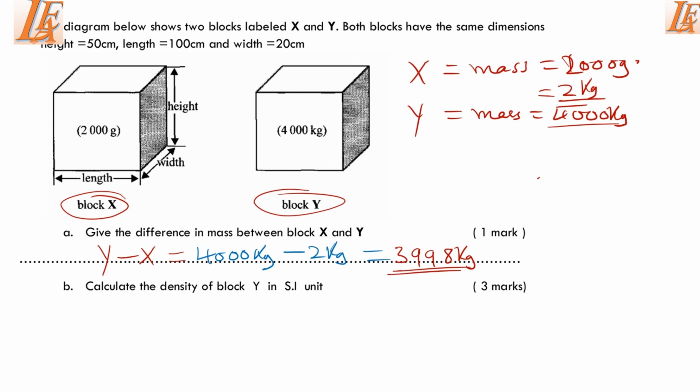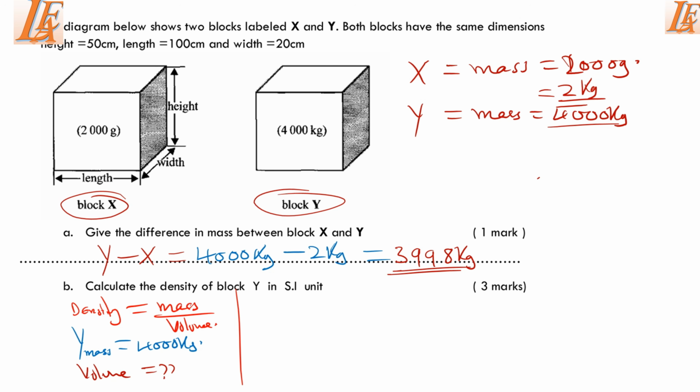That is the difference in mass between block X and block Y. Then question B, calculate the density of Y in SI unit. In this case, we know density is equal to the mass of a substance divided by its volume. So we have the mass of Y, that is 4000 kilogram. Then now we are going to look for volume.